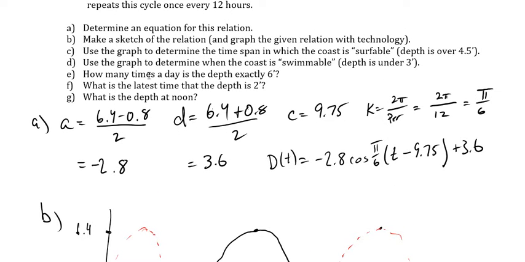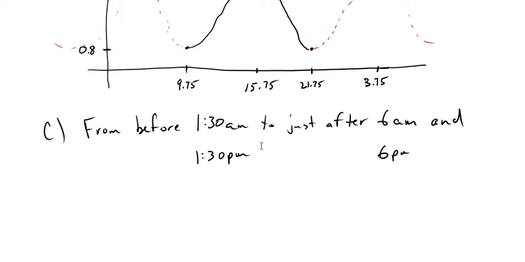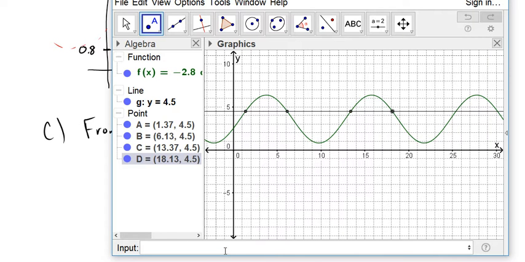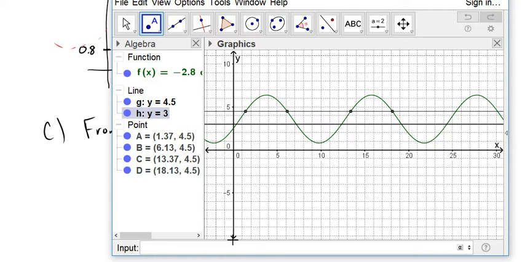Use the graph to determine when the coast is swimmable. So under 3, so y equals 3. And when is it under? So just look at that. From midnight to just before, and then it's not. And then it's swimmable again starting around just after 7 to 10, 11, 12 to just after noon, and so on and so forth. Pretty straightforward.